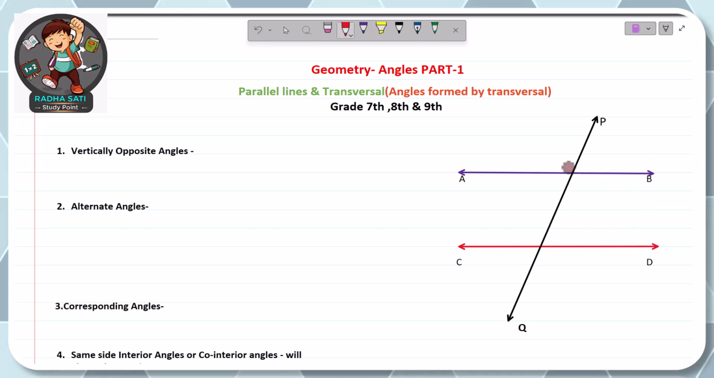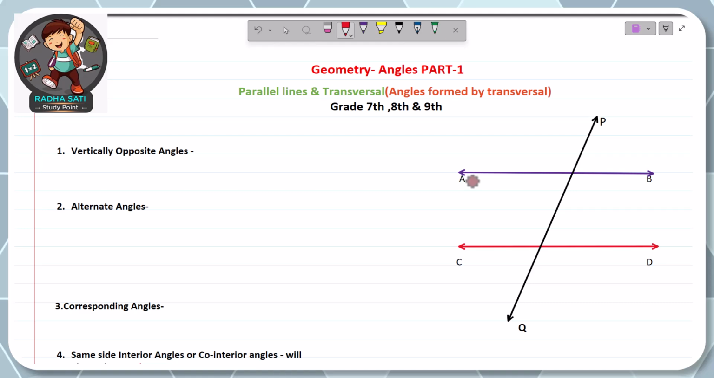Now let's begin. So as you can see in this diagram, there are two parallel lines AB and CD. These two are two parallel lines. And this line PQ is intersecting these two parallel lines at two distinct points. And then different pairs of angles are getting formed.